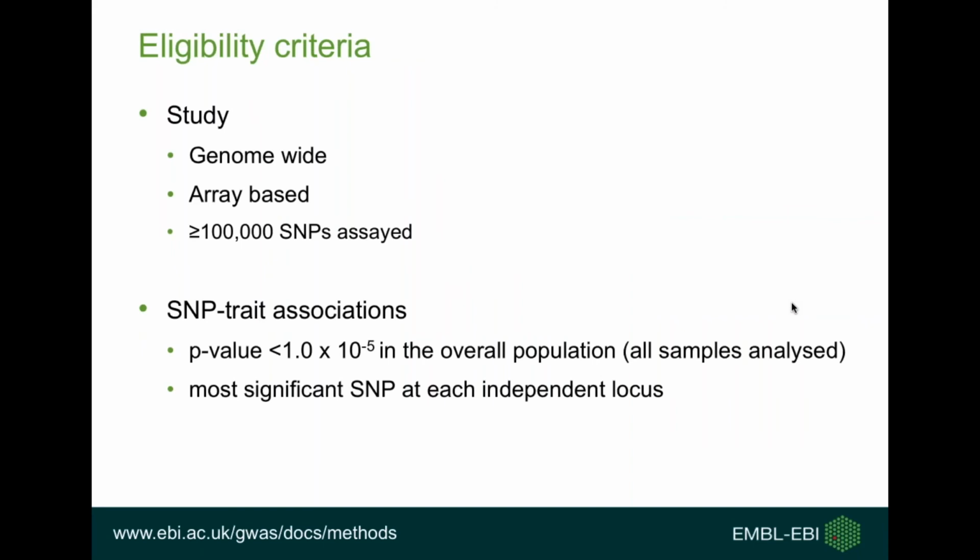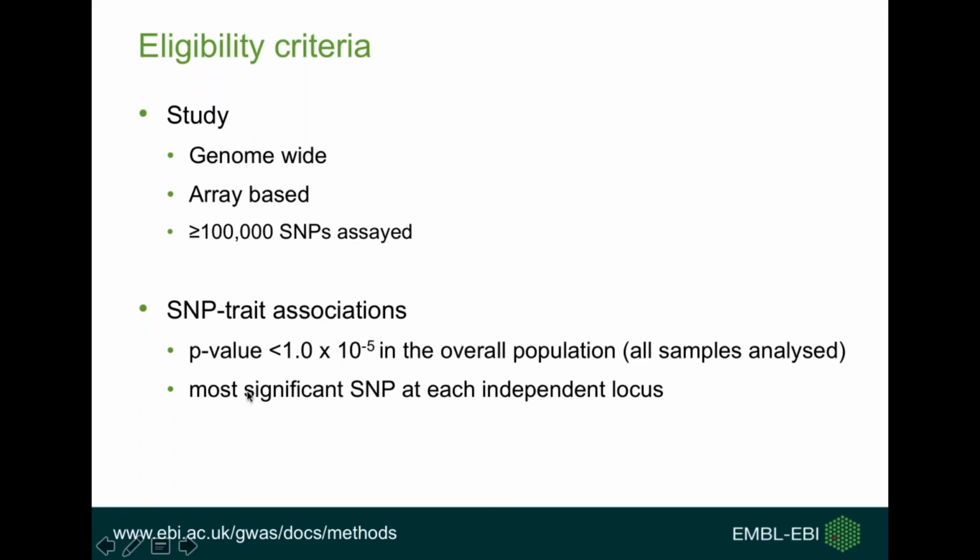Now, for a study to be eligible for inclusion in the catalog, it has to be a genome-wide study. That means that you're looking for variants all across the genome. It also has to be array-based. That means that your genotyping was done using arrays, and more than 100,000 SNPs must be analyzed for the study to be eligible. For an association to be eligible for inclusion, it has to be significant, which means that the p-value has to be at least 1 × 10⁻⁵.